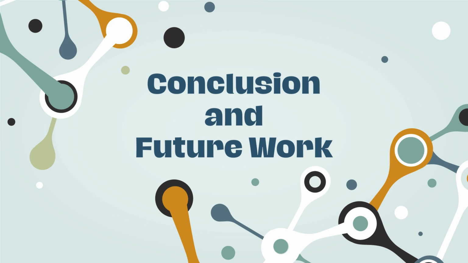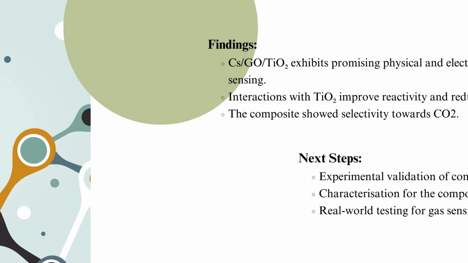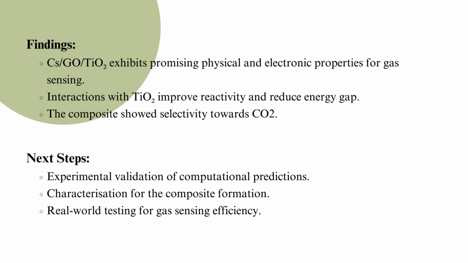The chitosan graphene oxide titanium dioxide composite demonstrates significant potential for gas sensing applications due to its tailored physical and electronic properties. The combination of chitosan, graphene oxide, and titanium dioxide creates a synergistic effect, resulting in improved conductivity, increased surface area, and modulated electronic band structures, all crucial for effective gas molecule adsorption.